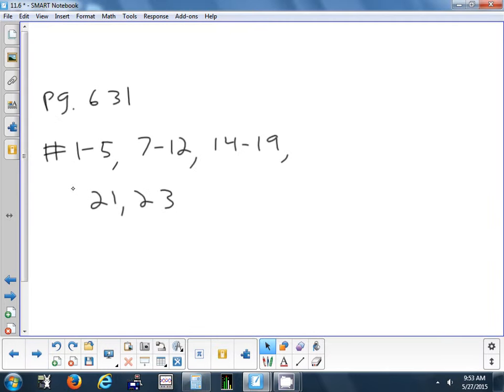All right, so the homework, it's on 631. Okay, 1 to 5, 7 to 12, 14 to 19, 21 and 23. So as I said, test tomorrow. On the test, there'll be 1 inductive proof, and then the rest of the test will be on combinatorics.